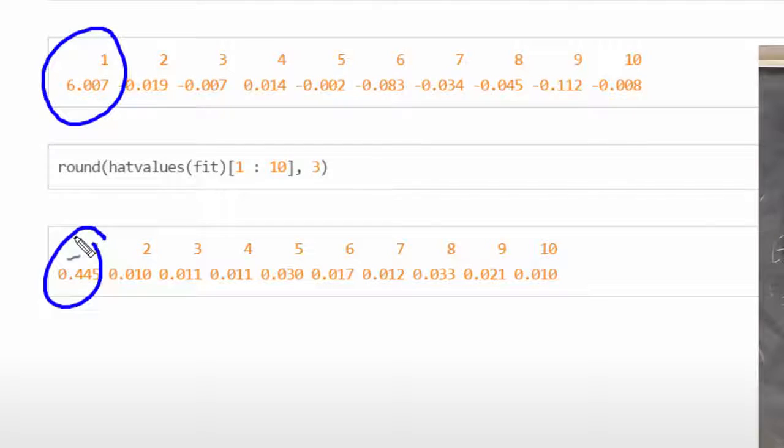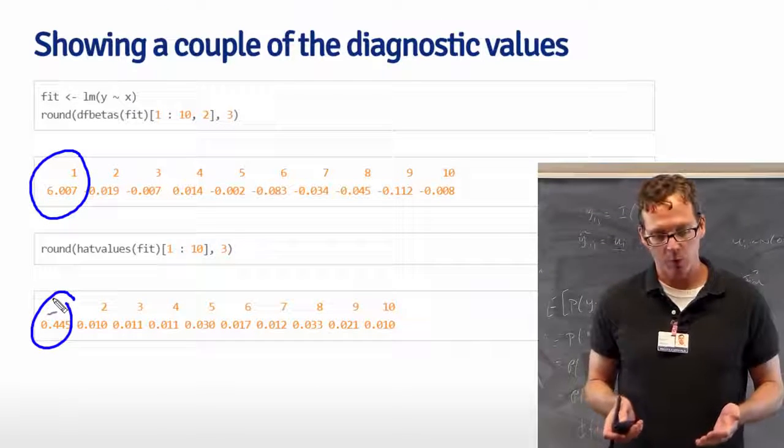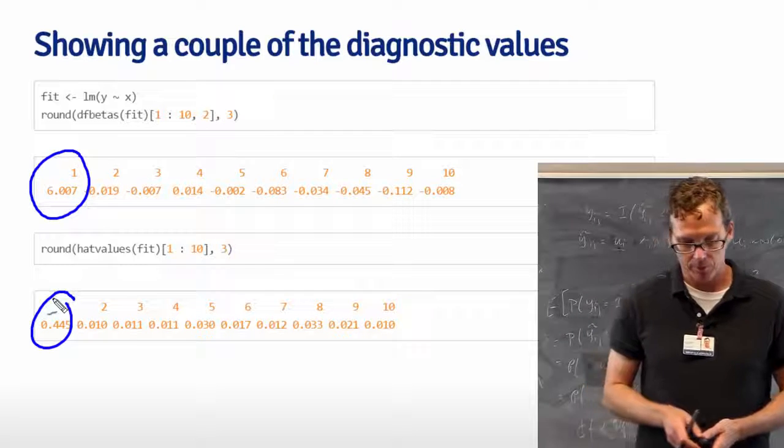Let's look at the hat values. The hat value for this point is much larger than the hat values for the remaining points. The hat values have to be between 0 and 1. So, it's of course much larger than the other points. So if we were looking at these, we would obviously single this point out.